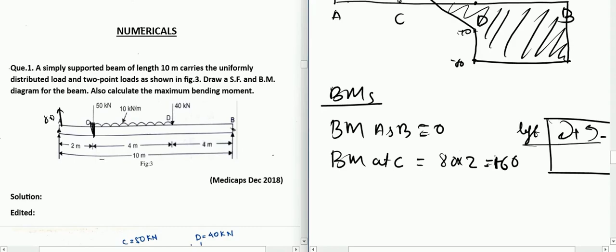And whenever you are considering forces on the right side of the cross section, then you need to use clockwise as negative and anti-clockwise as positive. That is the basic sign convention. Just remember the upper one. You don't need to remember the second one, because you can just reverse this. So right now we have considered forces on the left side, that 80 into 2 when we were calculating at C. So that is why we have taken clockwise as positive, 160.